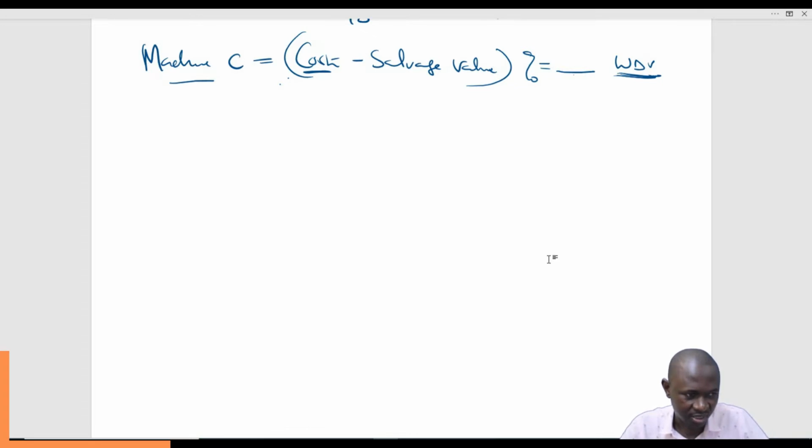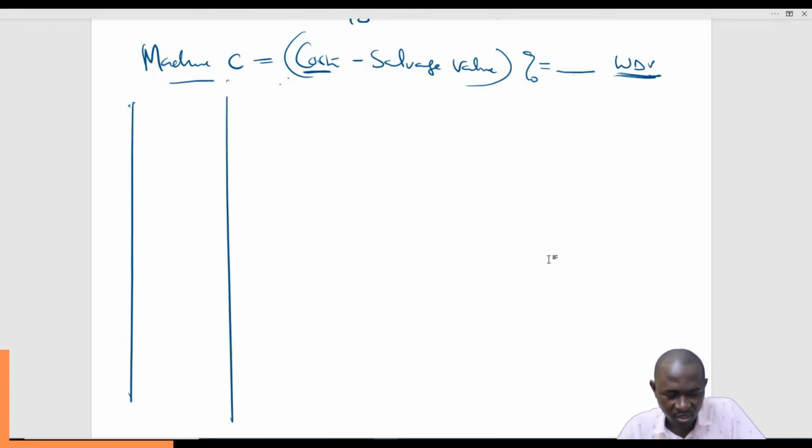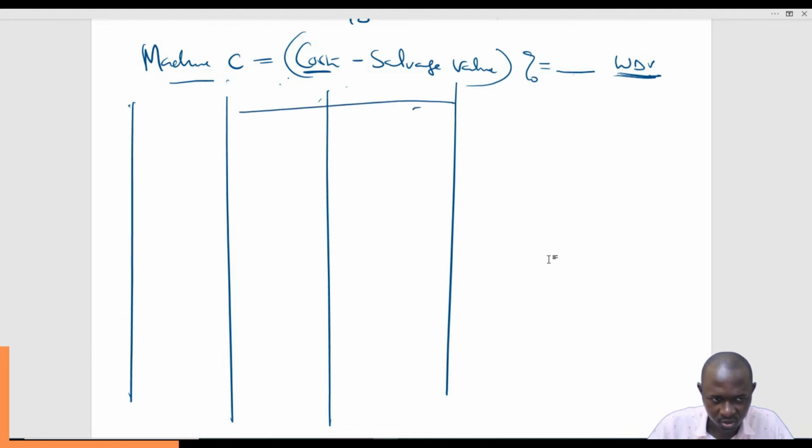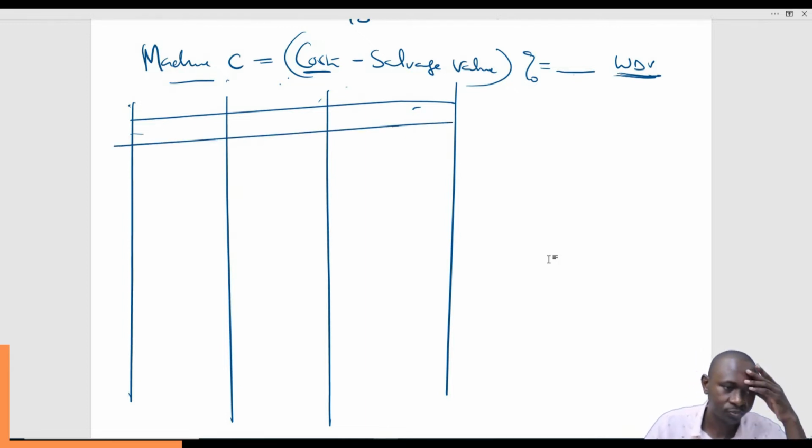let's just get it the best way possible. Let's have something like a schedule that will guide us. I'm just drawing these lines, but I don't know if we are going to use them, just in case need arises for us to use them. Okay, I think let's work with those three. Those three can help us tackle this question. We have another one like that. This is machine C. Now we'll have the cost and then the depreciation and then the written down value.